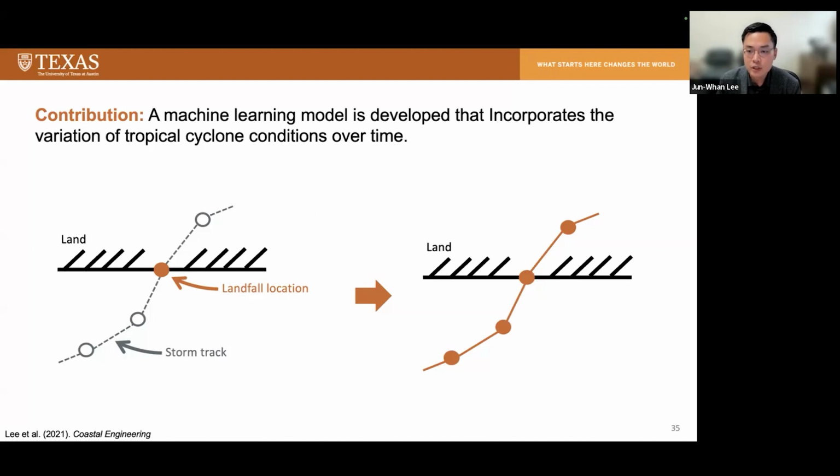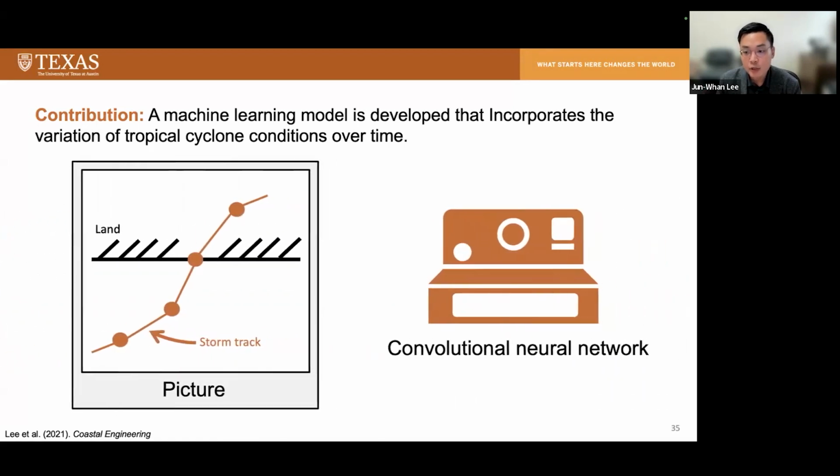So the main contribution of our work is that we developed a new storm surge machine learning model that incorporates the variation of tropical cyclone conditions over time, which allows for predicting more realistic tropical cyclone scenarios than the existing machine learning models. This was possible by applying a convolutional neural network, which is one of the famous machine learning model architectures widely used in computer vision projects. The convolutional neural network allows the computer to capture the variation of tropical cyclone time series like a picture.